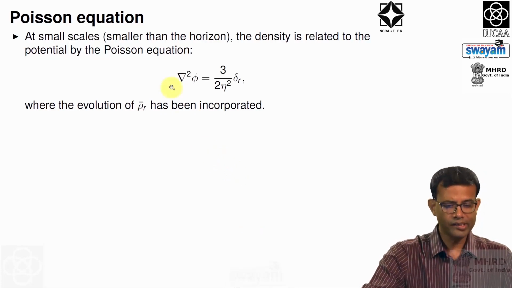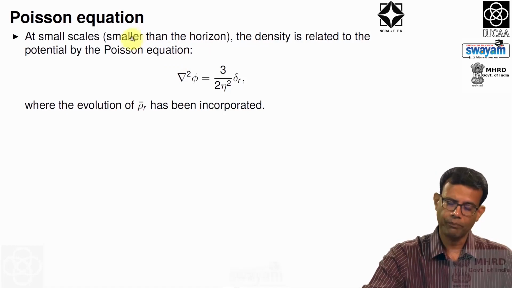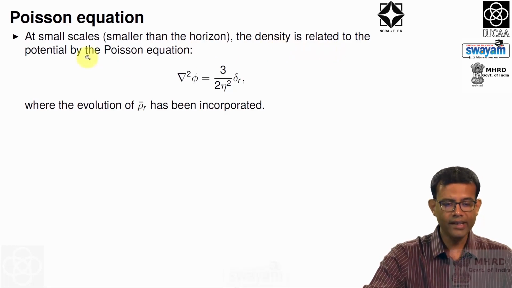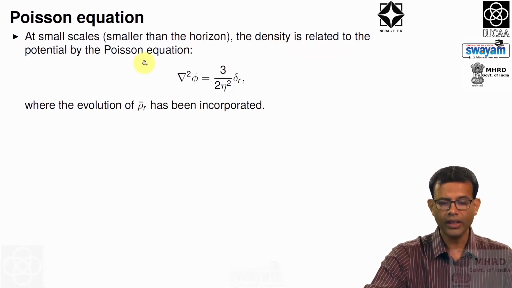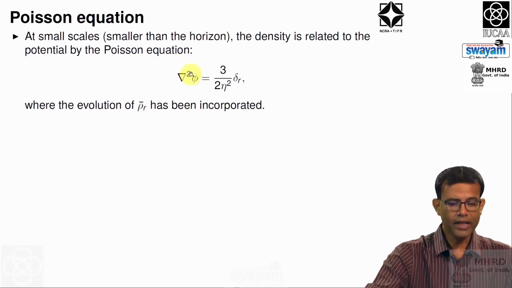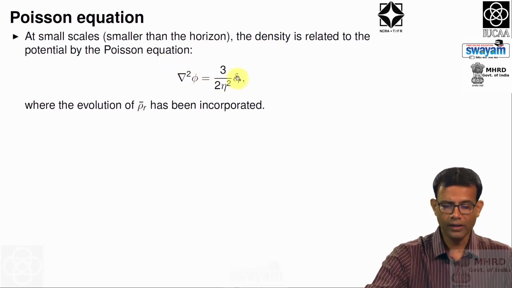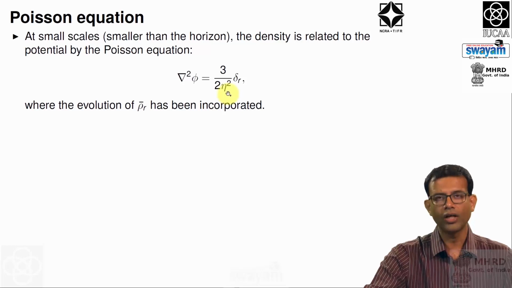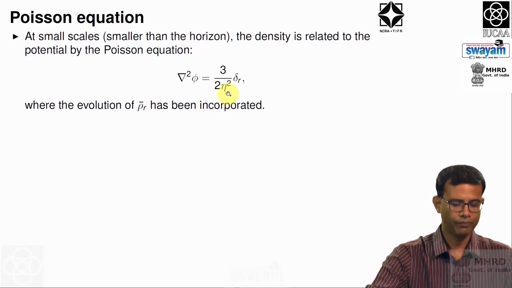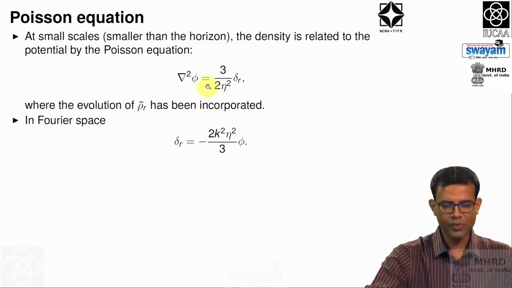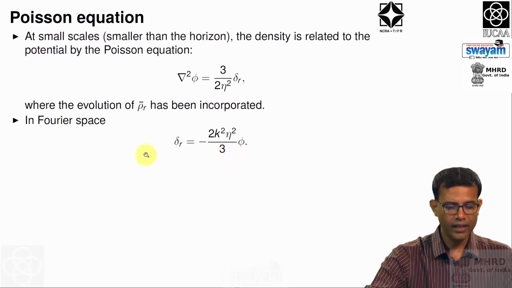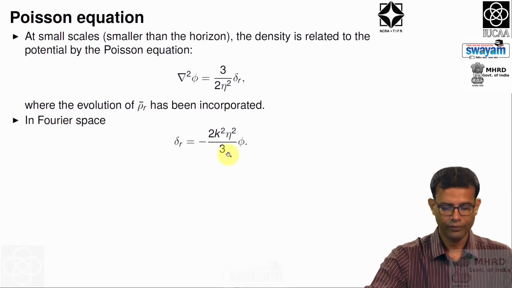If, for example, you are interested in small scales, much smaller than the horizon, you can show that the density is related to the gravitational potential by the conventional Poisson equation: del square of phi is driven by the density contrast delta r, and whatever is sitting outside comes from the evolution of the background solution, how the background density evolves. In Fourier space, this becomes much simpler because the derivative del square is replaced by the appropriate k square, and you can show that delta r and phi in Fourier space are related by this equation.